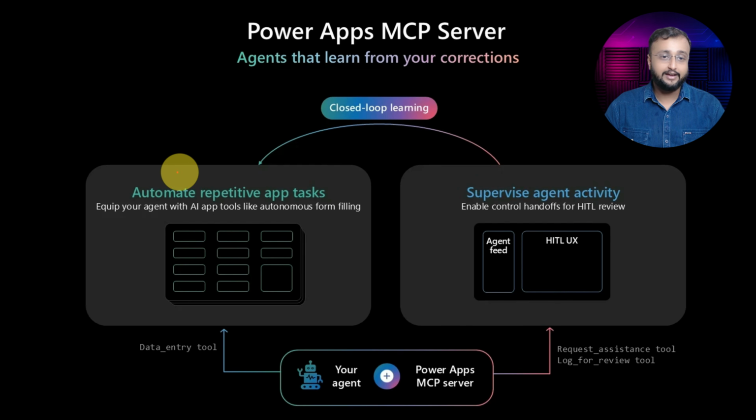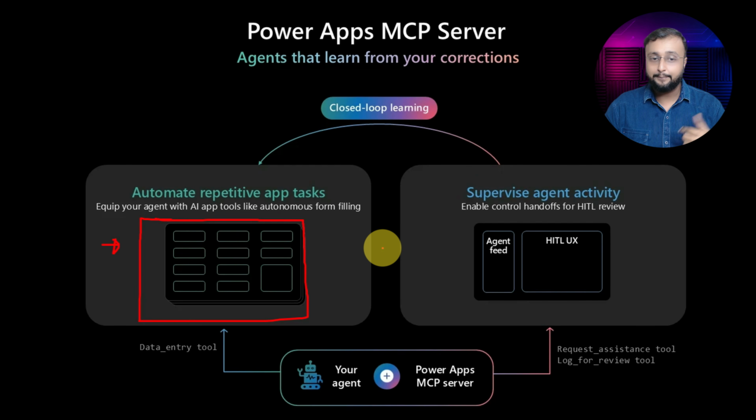Let's say, for example, you are doing some sort of task for yourself, and let's say you are doing some data entry. Now in data entry, maybe you are entering some values. Maybe those values are incorrect and as a human, you are fixing that. So what happens here is this closed loop learning will observe what you change and understand the pattern of your change. And it always remembers that.